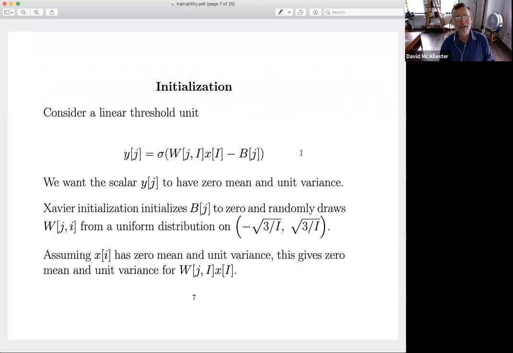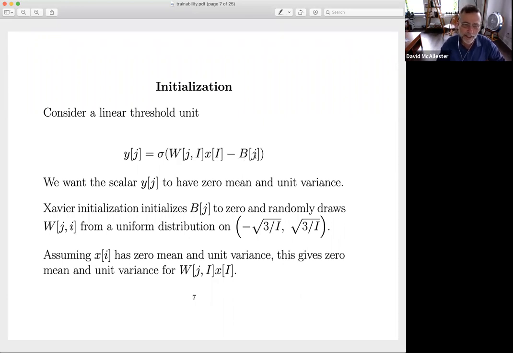So there's something called Xavier initialization. This is, I believe, since the deep learning revolution. We're considering here a linear threshold unit. So Yj for some neuron J is an activation function applied to this matrix vector product and compared to this threshold for J. What we really want is that the value that comes out of this expression has zero mean and unit variance, so it's in the active region of this activation function.